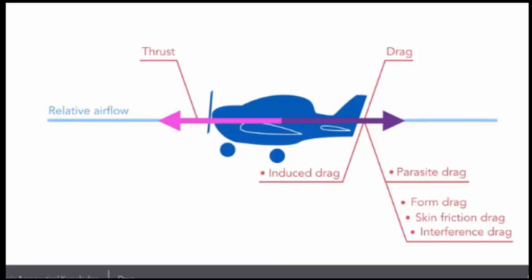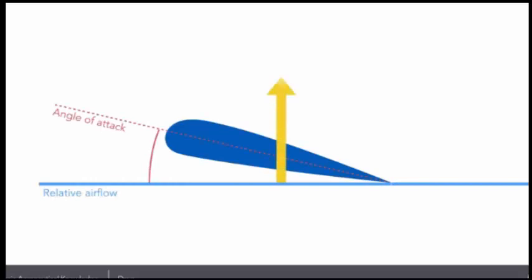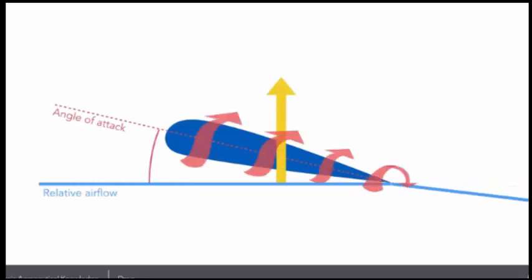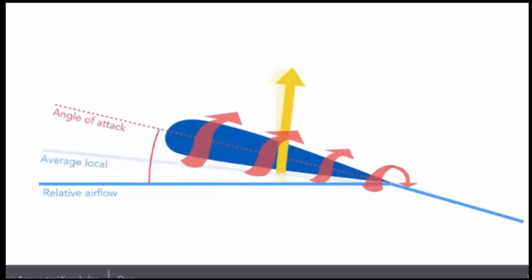Let's have a look at induced drag. At high angles of attack, the high-pressure air below the wing likes to swirl around the wingtip towards the low-pressure air above the wing. A twisting vortex of air forms behind the wing, deflecting the airflow downwards. An inclined local airflow is created, which is the average of relative airflow and the deflected airflow, resulting in the lift vector tilting backwards and contributing to total drag.